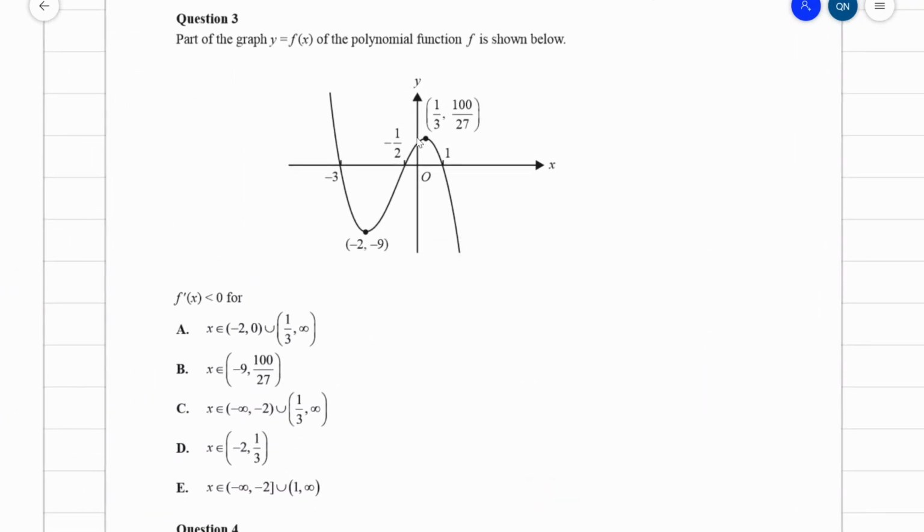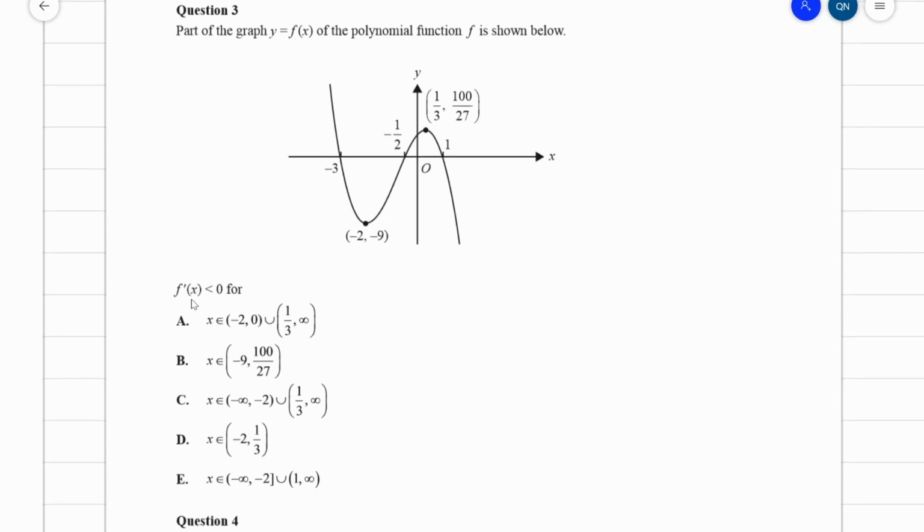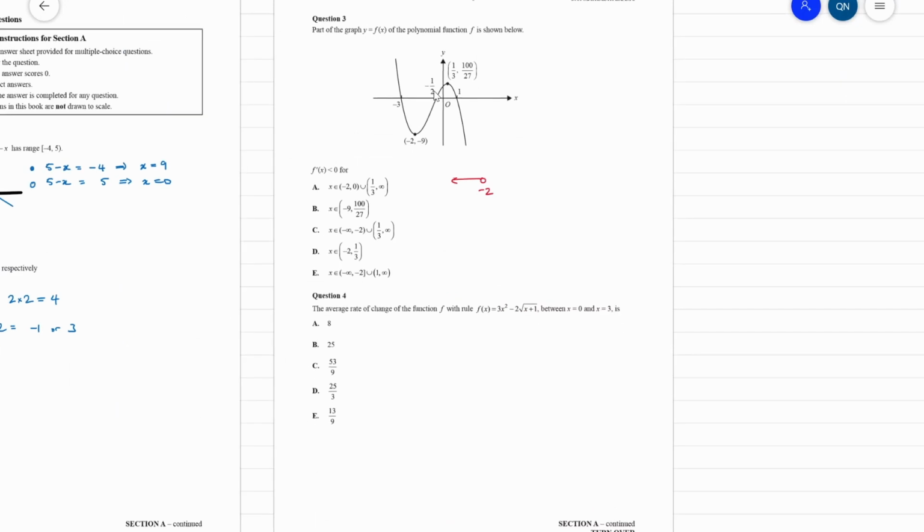We can assume f is a cubic. It doesn't necessarily have to be, I believe, but we'll just assume it's a cubic. Okay, so f prime of x is less than 0. So we just look on this graph over here. Where's the gradient of this graph negative? Well, it's on this branch over here, as well as this branch. And that's precisely -infinity up to -2. So maybe I'll draw a little picture here. -infinity to -2. Then it's also negative from 1/3 up to infinity.